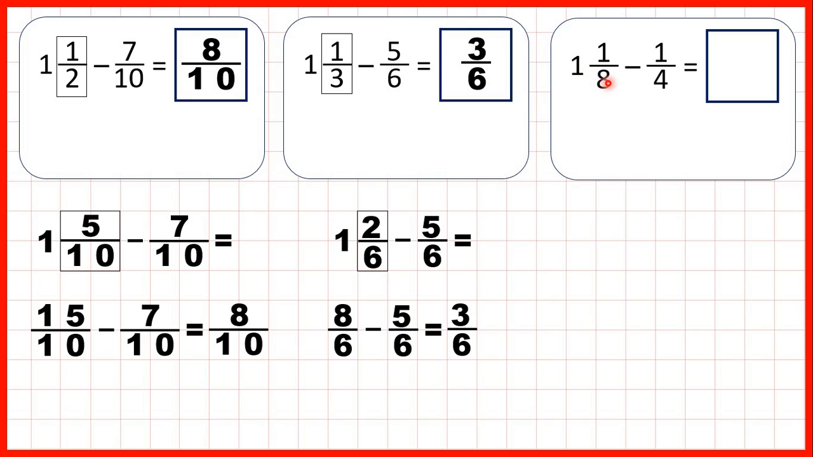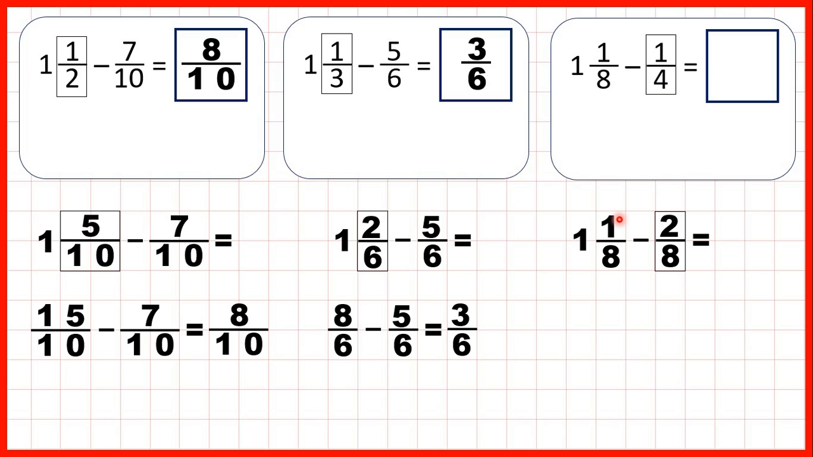Now we have 1 1/8, but we need to subtract 1/4. Again, we need the denominators to be the same, but this time we need to find a fraction equivalent to 1/4, which has a denominator of 8. Remember, when we find equivalent fractions, we're looking to make the smaller denominators larger. So here, the 1 1/8 stays the same, but instead of subtracting 1/4, we can subtract 2/8, because 4 times 2 is 8, 1 times 2 is 2, so these fractions are equivalent.